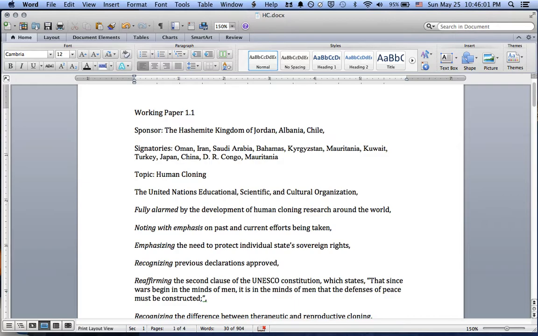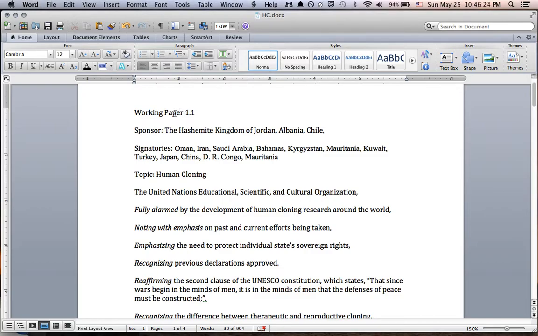To begin with, you may notice that the headline is Working Paper 1.1. In its current state, this is not a resolution. It's in fact a working paper, but working papers eventually will develop into a resolution. I have written my working paper in the format of a resolution to help simplify things.